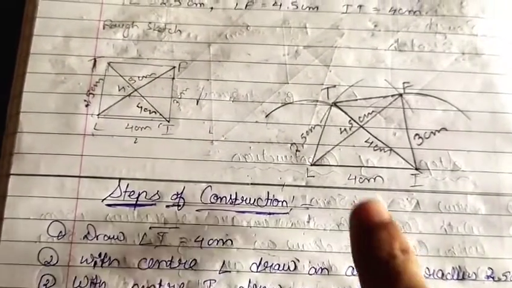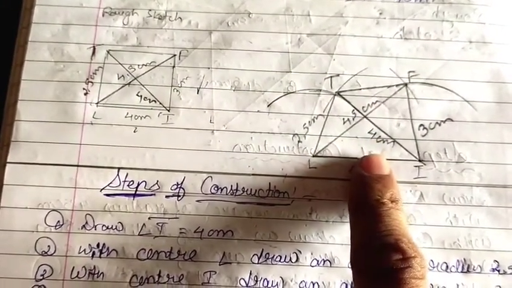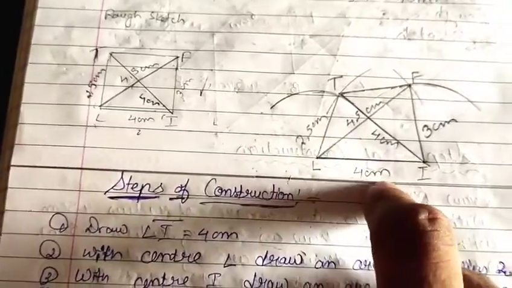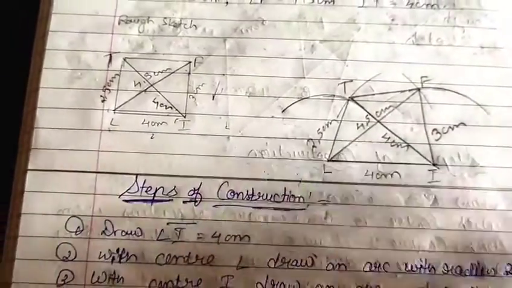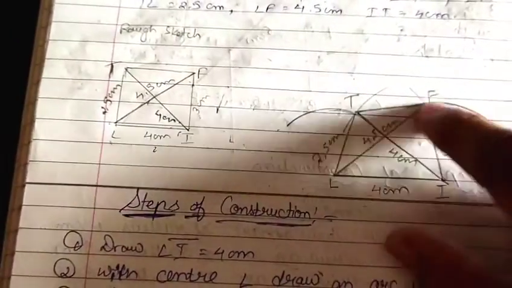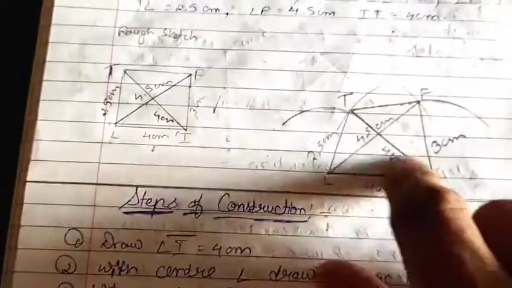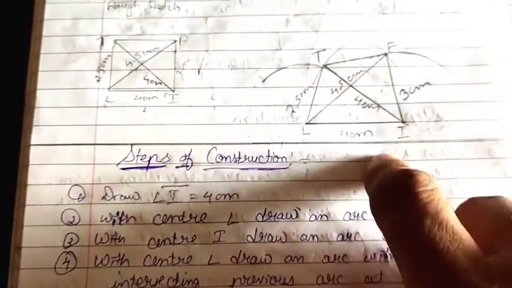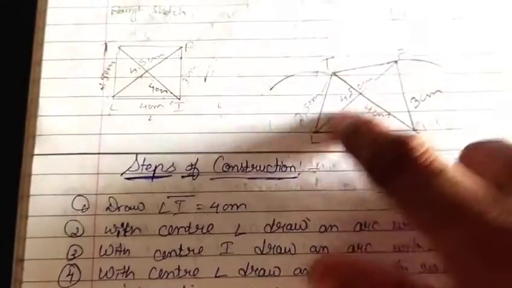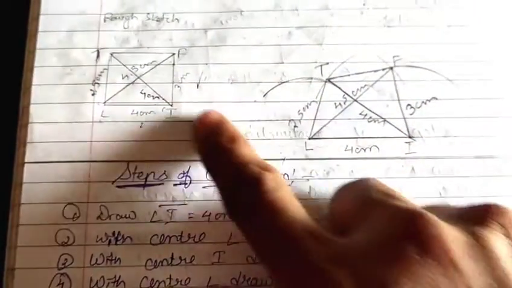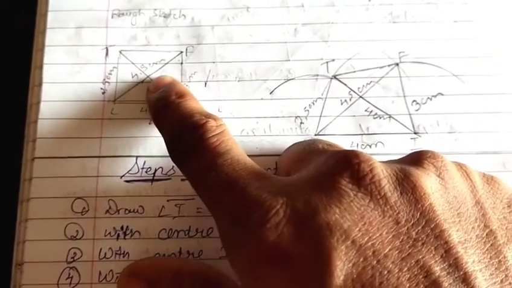Because the lengths of two diagonals are given, previously there were 4 sides and 1 diagonal, but now 3 sides and 2 diagonals are given. So either you draw this diagonal first or you can construct the other diagonal first. Anyway, I will try to construct this diagonal first. For that, the length of this diagonal is 4.5 centimeter.